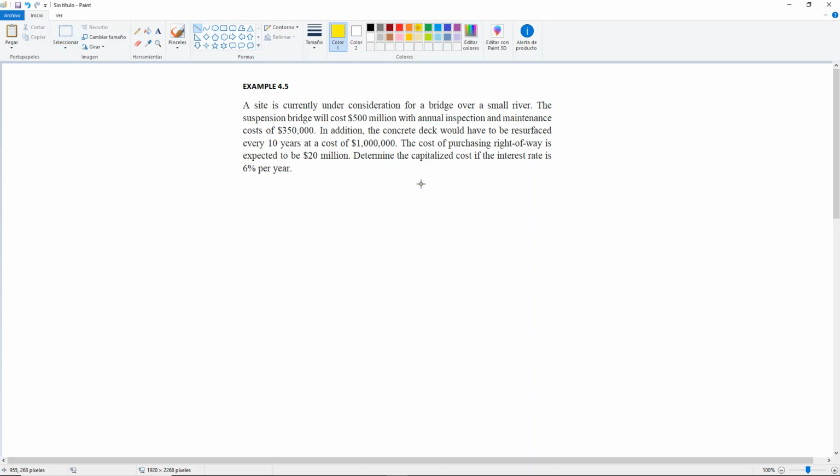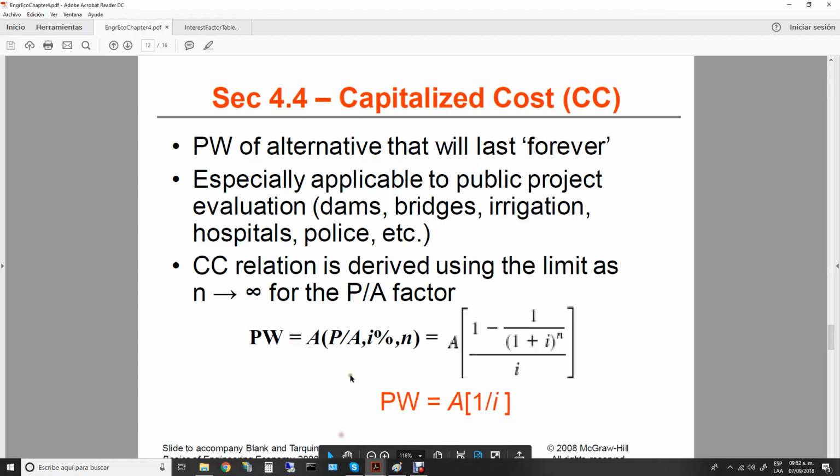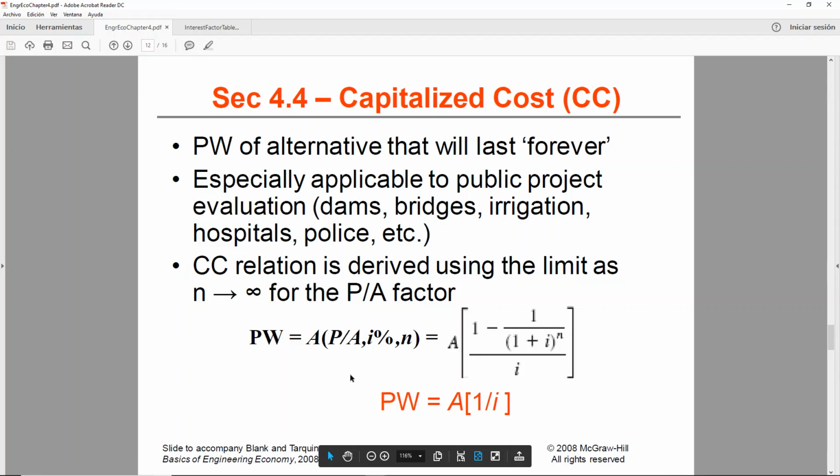What this problem is asking us is to determine the capitalized cost. So this new word that we have here, let's go to the notes, it's basically the present worth. So we're still calculating the present worth, but it's going to be for an alternative with an infinite life, quote-unquote infinite, because it will not literally last forever, but it just means that the end will be a very big number. For example, the Golden Gate Bridge. This bridge was built in the 1930s and it's still standing. Okay, so it's a very long period of time.